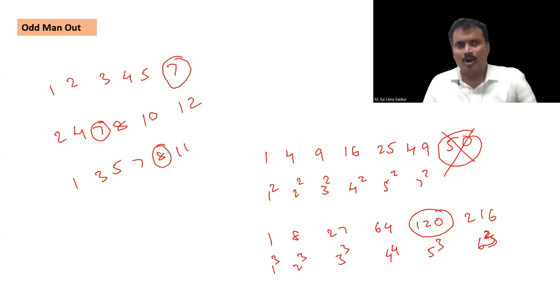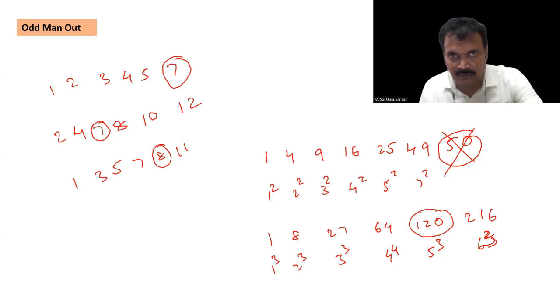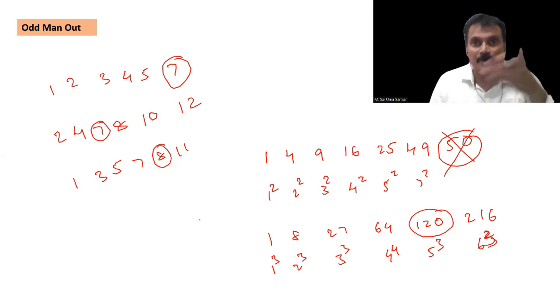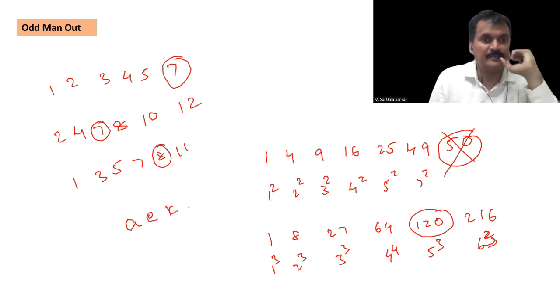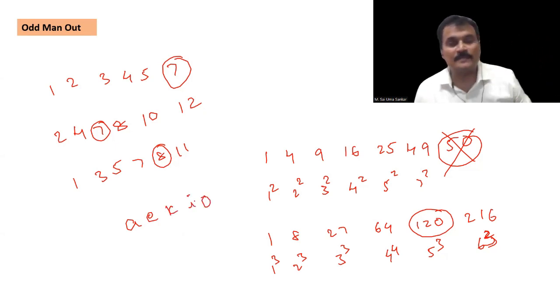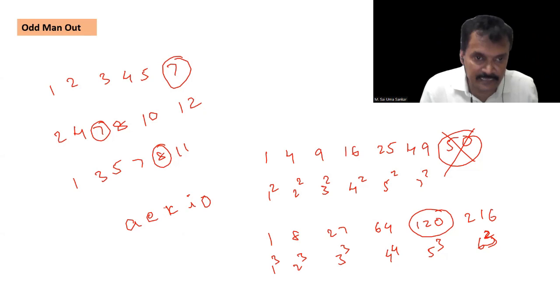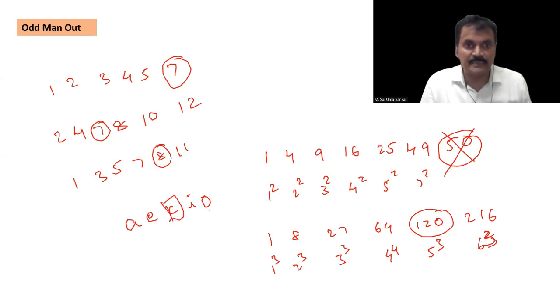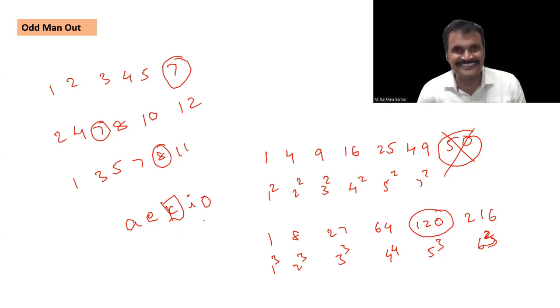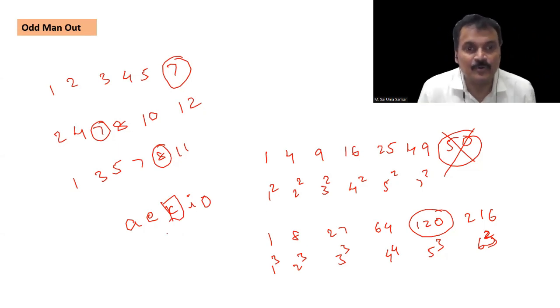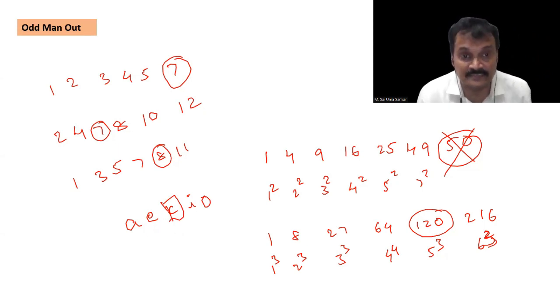Okay. Here, odd man out is not only in numbers but also in letters. See, A, E, K, I, O. What is the wrong letter? Obviously, K is the wrong one. Why? Because A, E, I, O are all vowels. What about K? K is a consonant. Okay, K is a consonant. So, what is the wrong letter in the sequence? That is equal to K. That is the odd one. Okay?